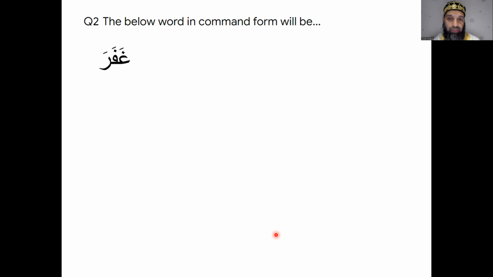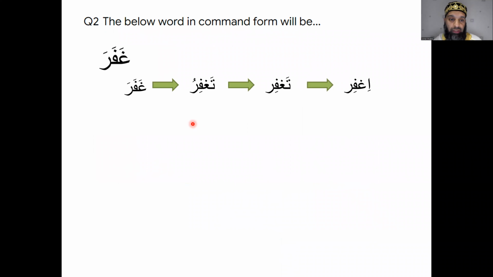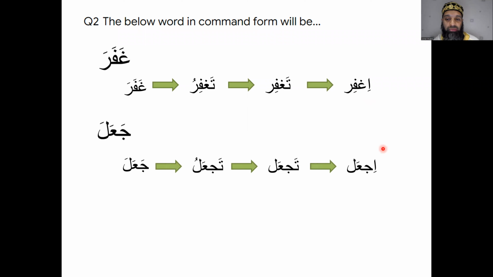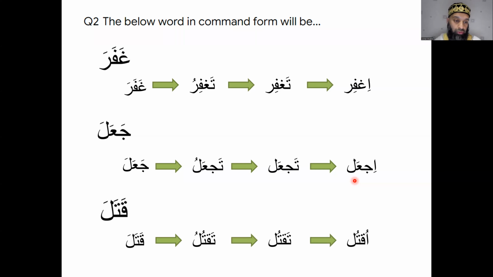The below word in command form will be: غَفَرَ تَغْفِرُ تَغْفِرْ إِغْفِرْ. جَعَلَ becomes إِجْعَلْ through this mechanism. Let's put this mechanism to show you how it changes, but the answer is this last word here, إِجْعَلْ. قَتَلَ becomes أُقْتُلْ.